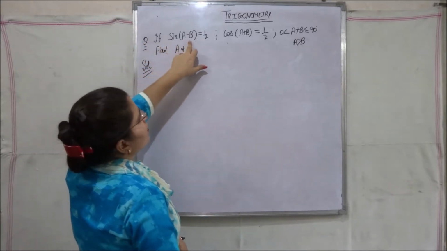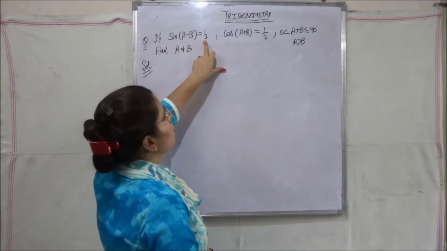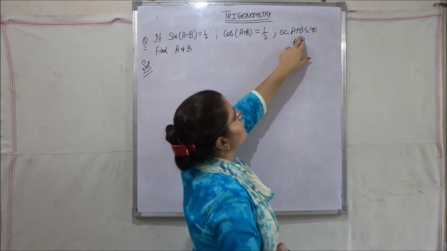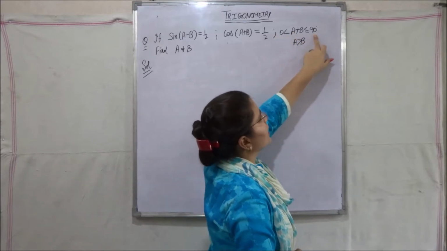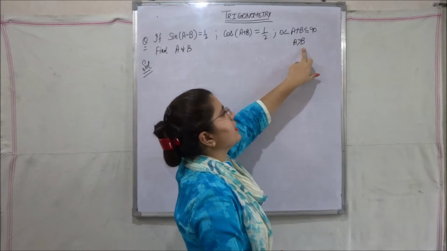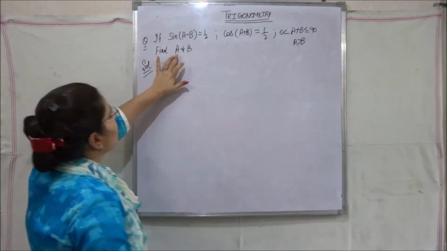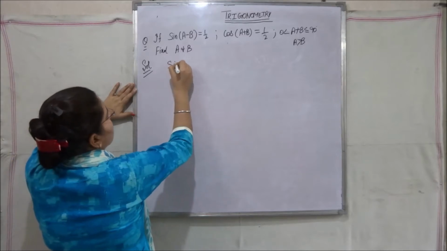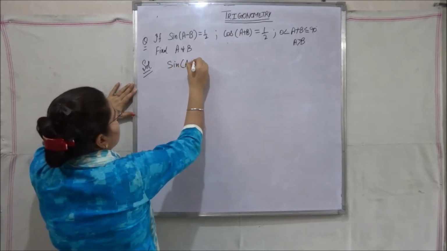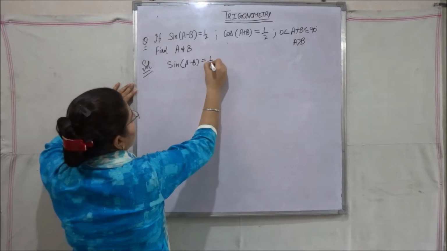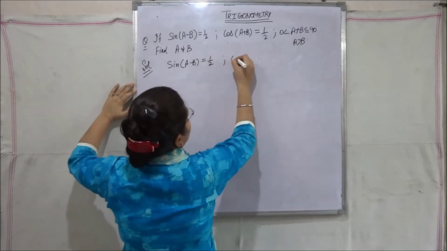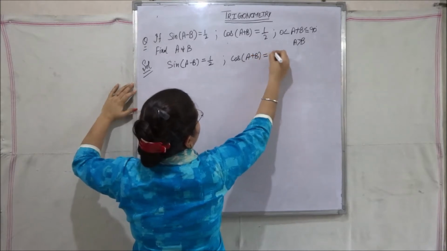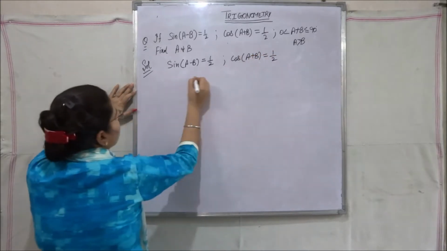If sine of a minus b equals 1 by 2 and cos of a plus b equals 1 by 2, such that a plus b lies between 0 and 90 degrees, where a is greater than b, then find a and b. So we have given sine of a minus b is 1 by 2 and cos of a plus b is 1 by 2.